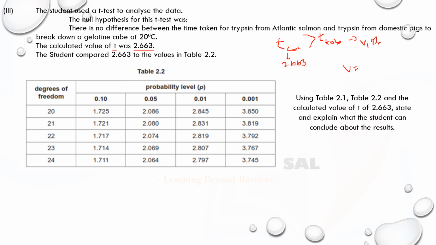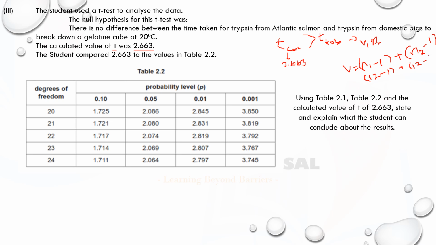So degree of freedom is what? N1 minus 1, in brackets, that's how I calculate it, plus N2, where N is the population size, the second one, minus 1. Remember that N is 12, so 12 minus 1 for each of them, plus another 12 minus 1. That's our degree of freedom, guys, for the t-test.